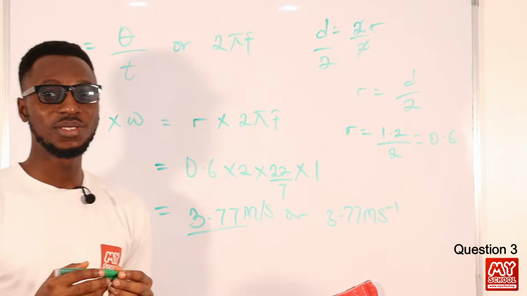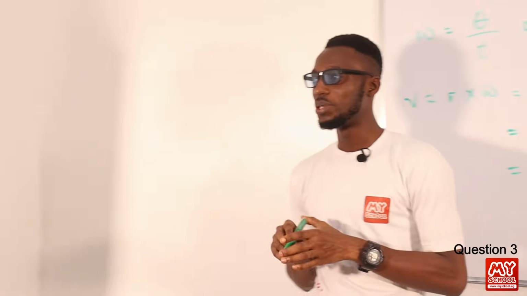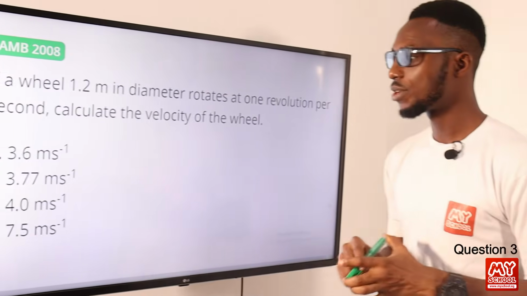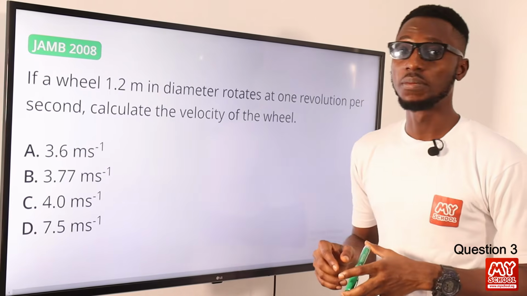So let's go back to the screen to select the right option. Of course, we have a confirmation right here. So option B is the correct option.